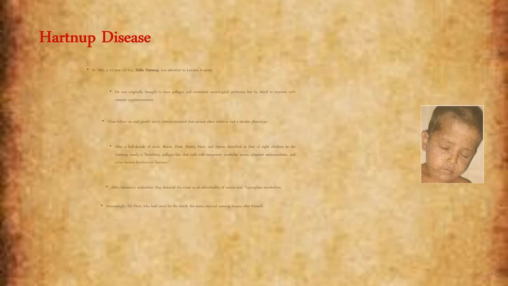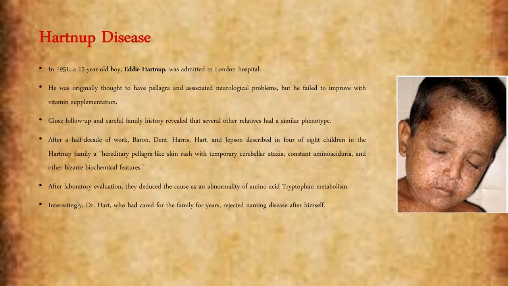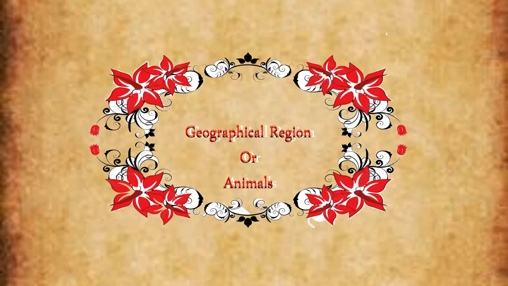And Hartnup disease, or what is called pellagra-like disease, first discovered in Ivan Hartnup, a 12 years old boy. Then they discovered that the whole family had this disease, and since that time they started to discover there is an amino acid abnormality. Tryptophan is a cause of their signs.